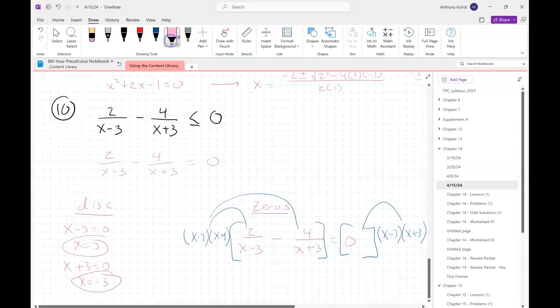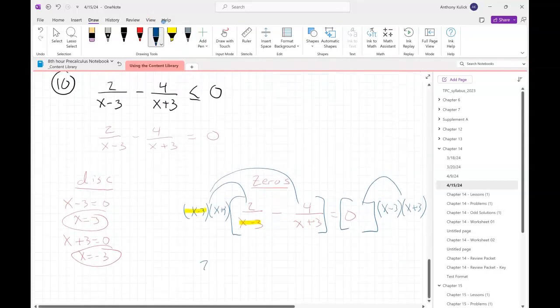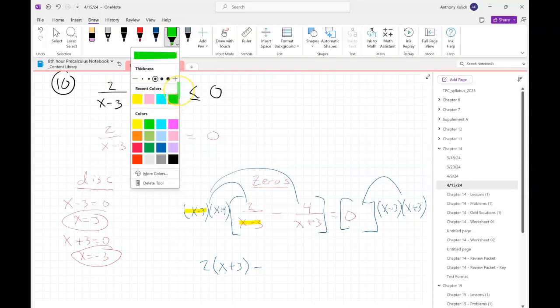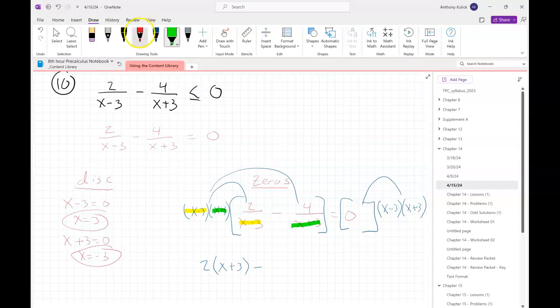Bless you again. So I multiply to the first one. The x minus 3's cancel, so I have 2 times x plus 3. And when I multiply to the second equation, the x plus 3's cancel, so I have 4 times x minus 3. And then anything times 0 is still 0.